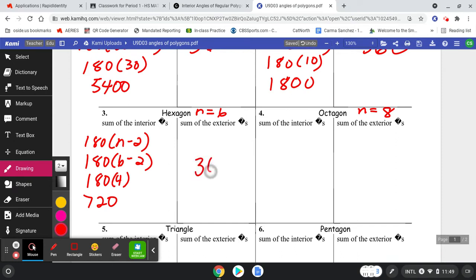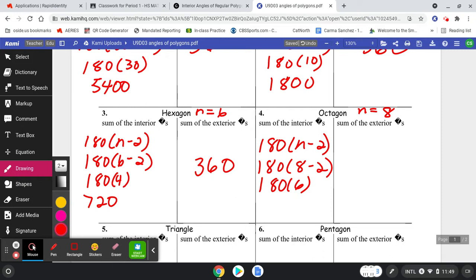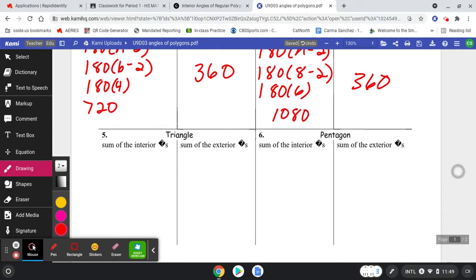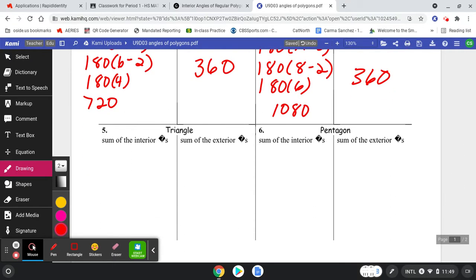What's the sum of the exteriors of a hexagon? 360. Every polygon has the sum of the exteriors is 360. Okay, octagon, we're going to go 180 times n minus 2. And this time our n is 8. 180 times 6 is 1080. Sum of the exteriors. Triangle has 3 sides. Pentagon has 5 sides.